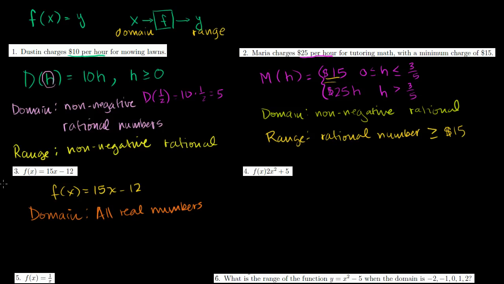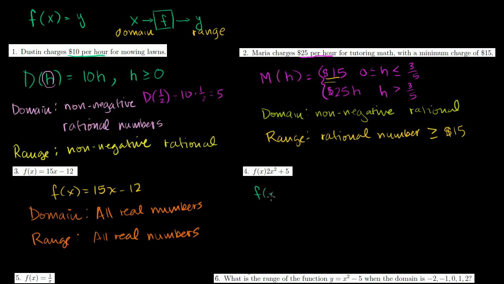And then, what is my range? Well, once again, this can take on any value out there. I can get to any negative value if I make x negative enough, since I'm going to subtract 12 from it. I can get to 0. I can get to any positive value. So this is also going to be all real numbers.